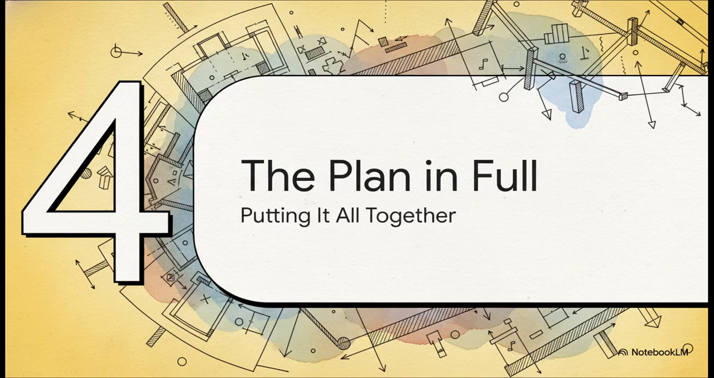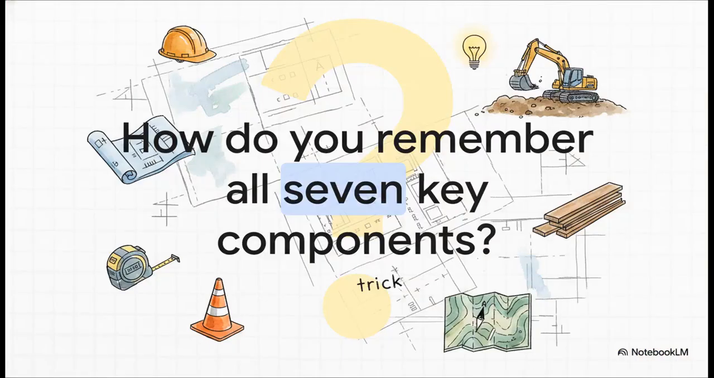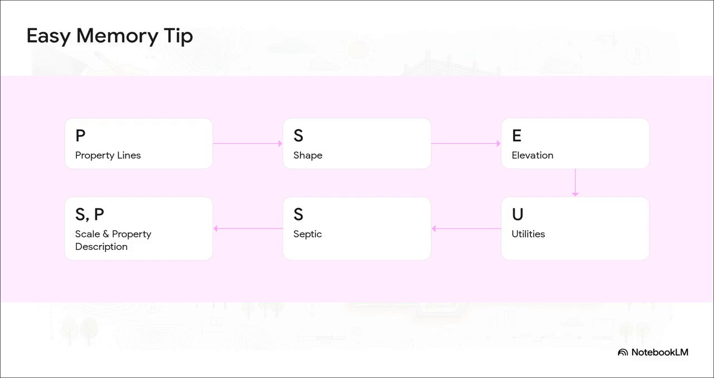Okay, so we've looked at all the individual pieces of the puzzle: the lines, the shapes, the hidden systems. Now let's put it all back together and see the big picture. I know, that was a lot of information. You might be wondering, how does anyone keep track of all these essential parts of a site plan? Well, lucky for you, there's a little trick for that. Just remember this handy little checklist: PSEUSSP. It stands for property lines, the shape of the building, elevation, utilities, the septic system, and the scale of the drawing. Oh, and that last P? That's for the property description. That's the block of text that gives you all the core details, like the address and the legal lot number. It's a really quick way to double-check that all the key info is there.